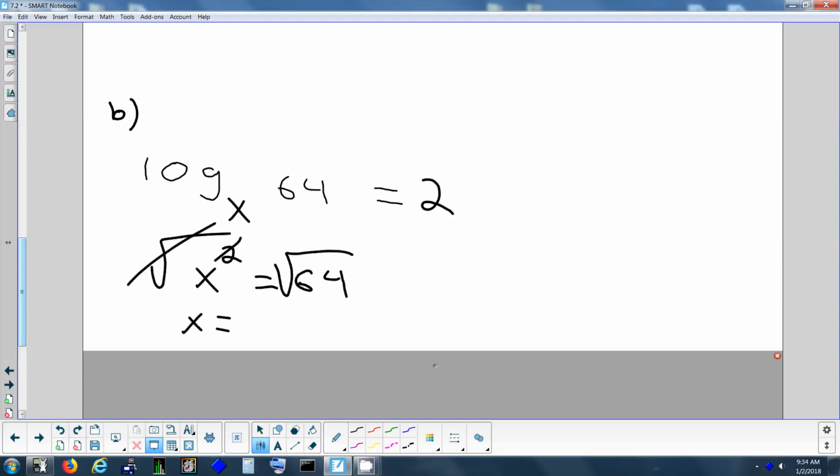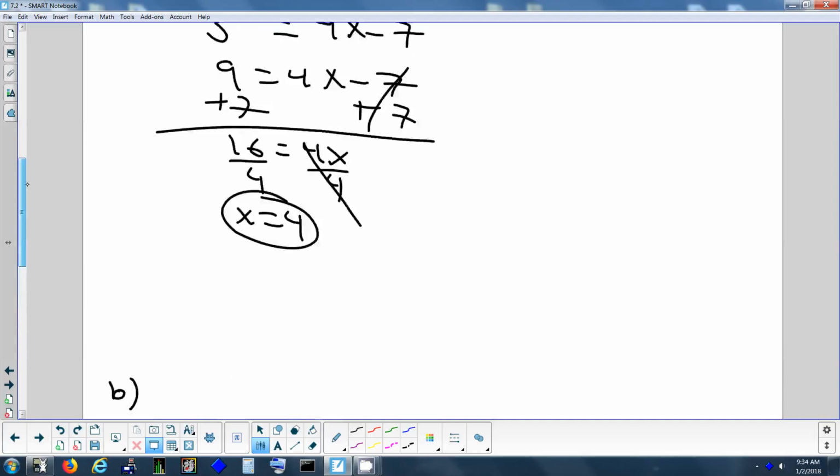So technically when you take the square root of 64, there's 2 answers. 8 times 8 is 64. So is negative 8 times negative 8. But because we're dealing with a base, we don't write the negative answer. Just x equals 8. Any questions on that one?